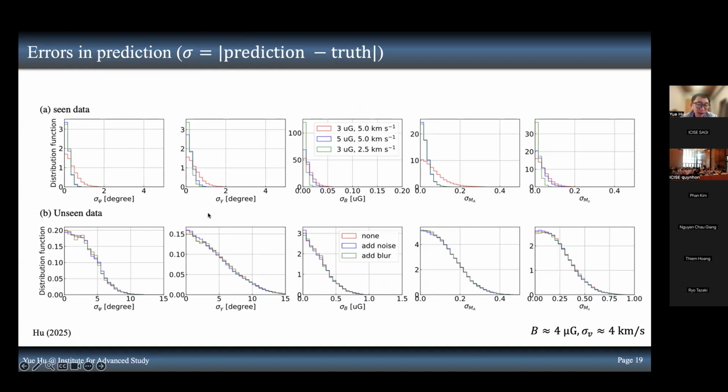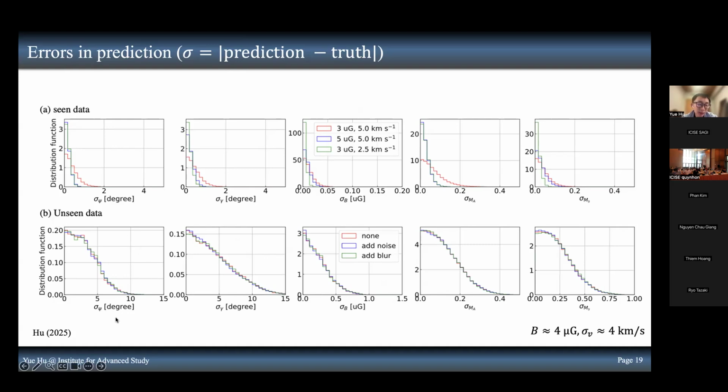But of course, if we want to apply the machine learning approach to observation, we cannot always know the physical condition in observation. So we should also test the machine learning's accuracy in predicting the magnetic field properties for unseen data. That means the data has not been trained with the neural network.